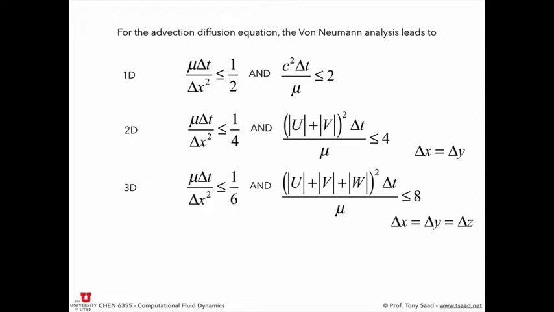For diffusion alone, this is what you get. So if I ask you in your homework to do the diffusion equation in 2D, for example, this is what you should get from the amplification factor. But when you combine advection and diffusion, it gets a little bit harder. So in 3D, it's even much worse. Okay?